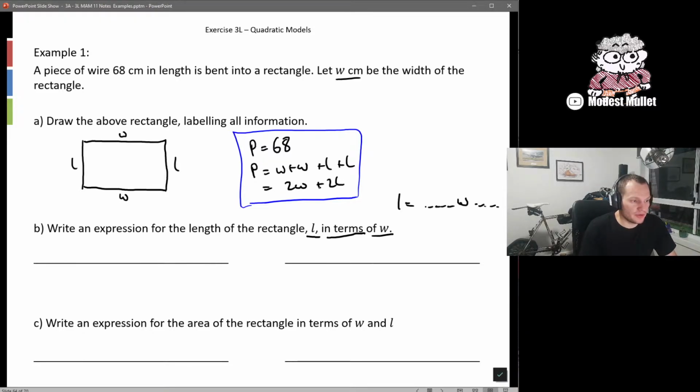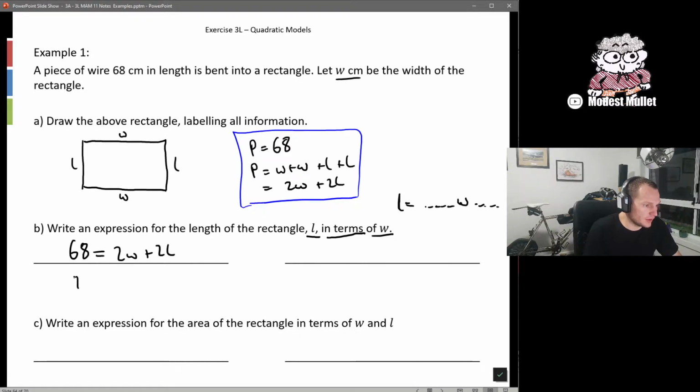Right, so we have perimeter is 2W plus 2L, but we now want to write an equation for L in terms of W. We're going to use this information here. The perimeter is equal to 68, and it's also equal to 2W plus 2L. So we can write that 68 is equal to 2W plus 2L. And we can just start rearranging this to try and get L by itself.